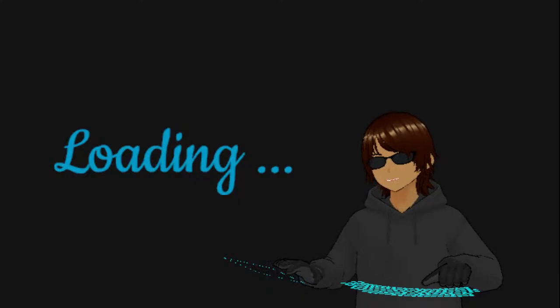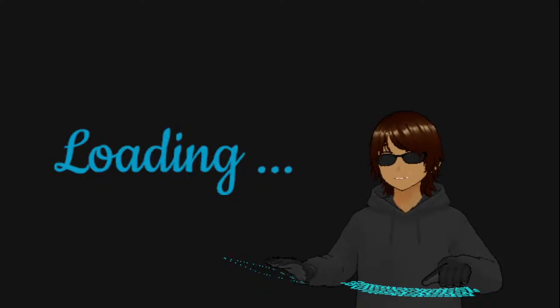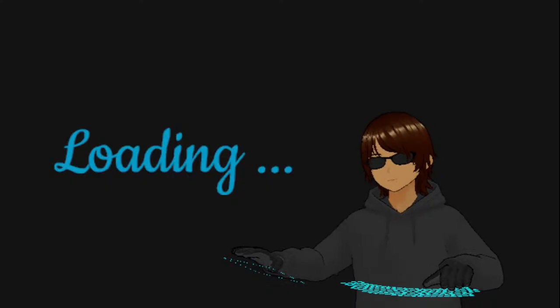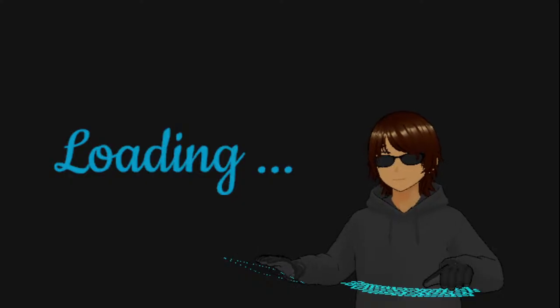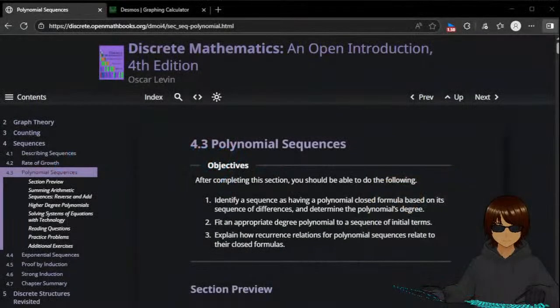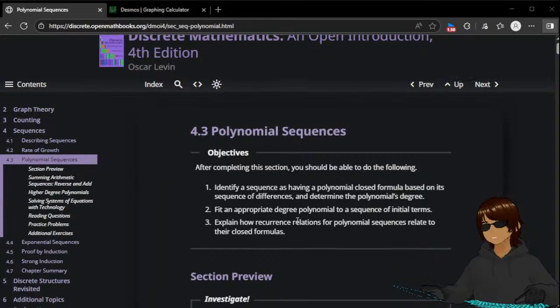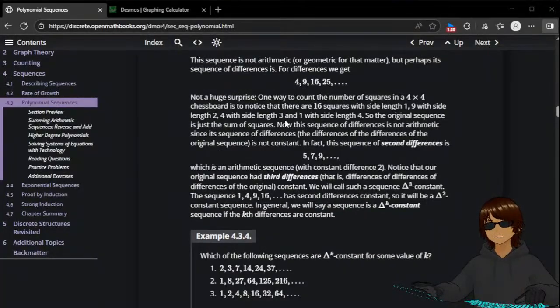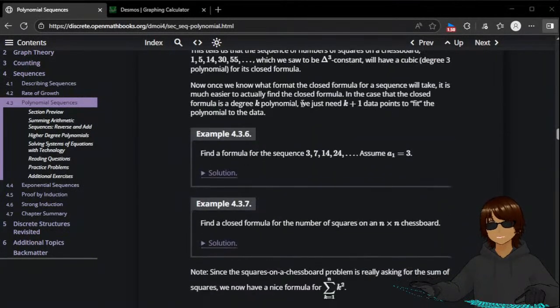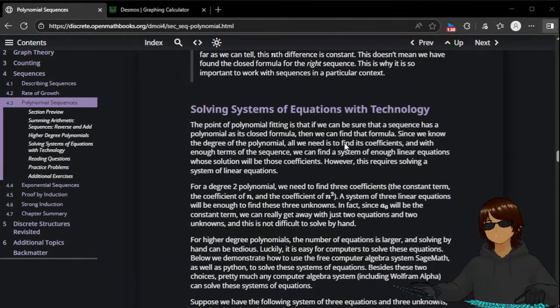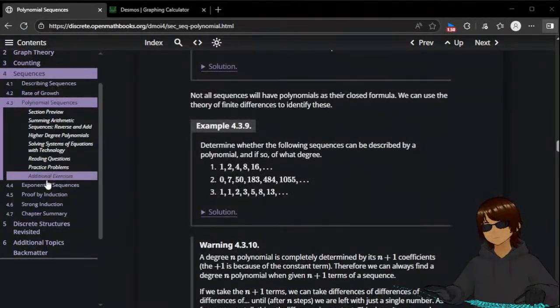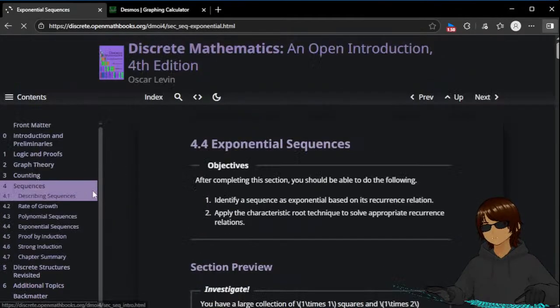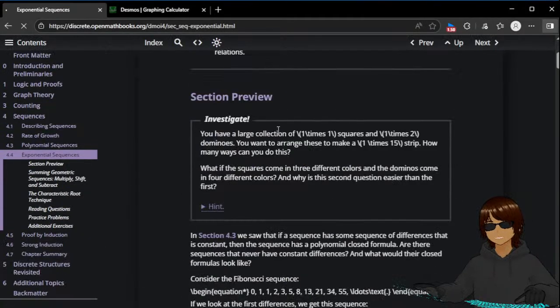I'm going to be studying discrete math again, starting from where I left off last time. Last stream I studied polynomial sequences, like an arithmetic sequence but two layers deep. The next chapter would be exponential sequences.